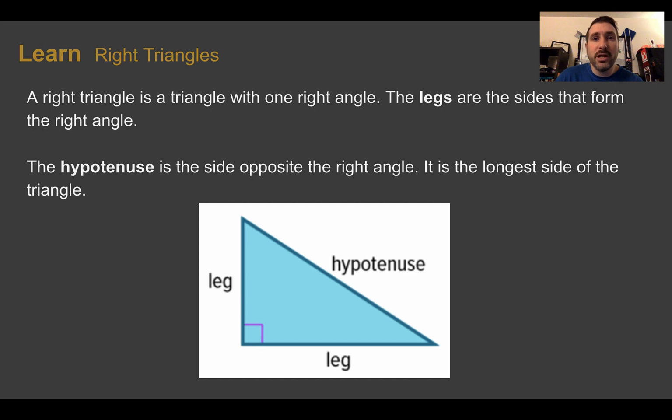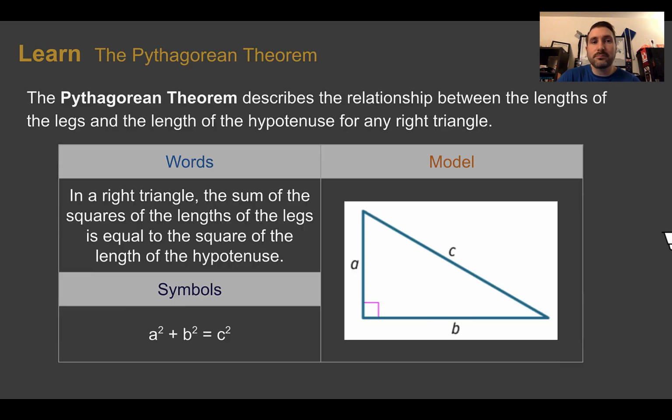Let's learn right triangles. A right triangle is a triangle with one right angle. The legs are the sides that form the right angle. So here we can see down here in the corner our little square symbol for the right angle. The legs are the two sides that together make that right angle. The hypotenuse is the side that's opposite of the right angle. So if here's your right angle, the hypotenuse is the side that's opposite of it. It's the longest side of the triangle.